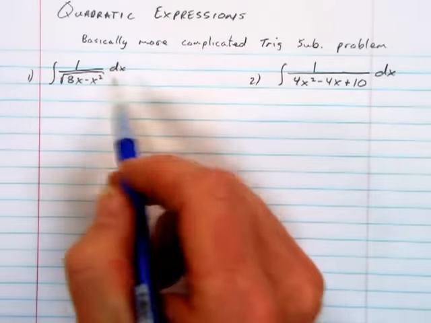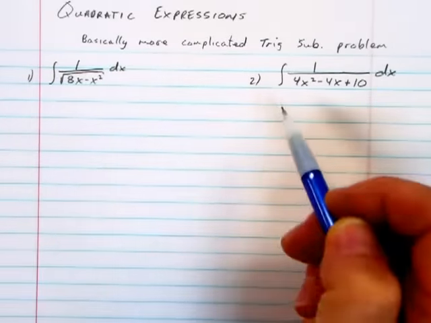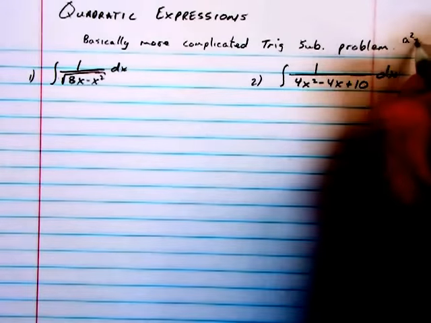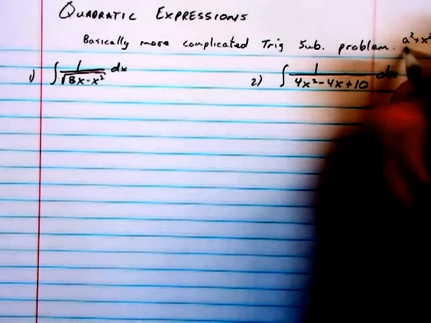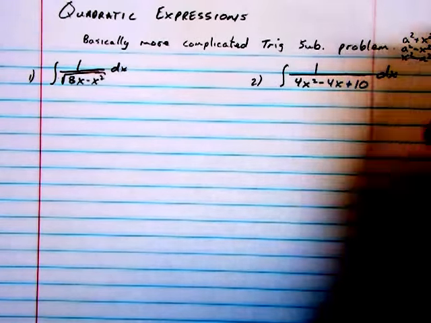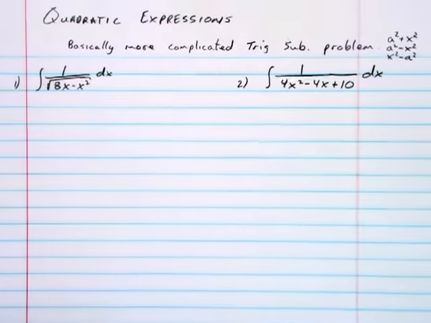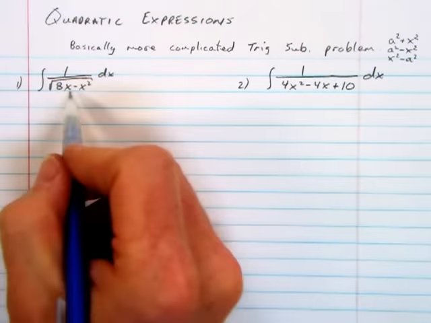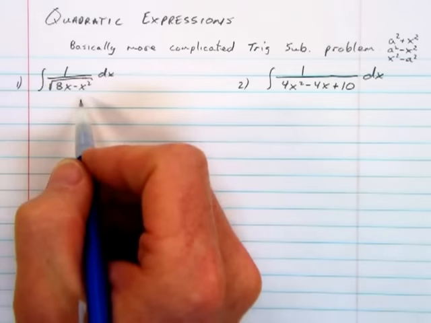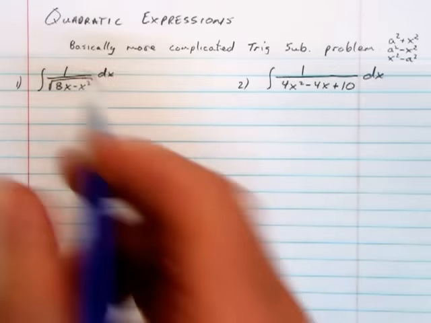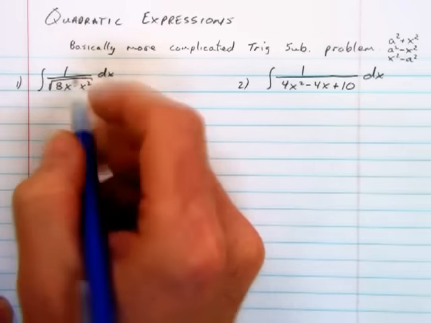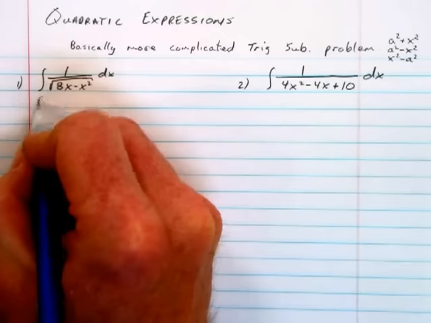Quadratic expressions. Basically, these are going to be more complicated trig substitution problems. Recall on the trig substitution, we were dealing with things like a squared plus x squared, or a squared minus x squared, or x squared minus a squared, and we set up the triangles. We don't have that form right here, but since we have our algebraic skills, we can create it. So when we're looking at this, we could ask, how can I make this a perfect square?